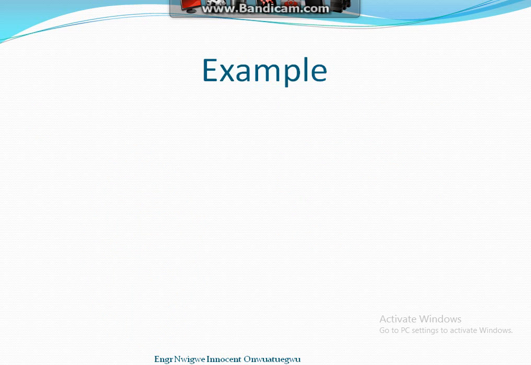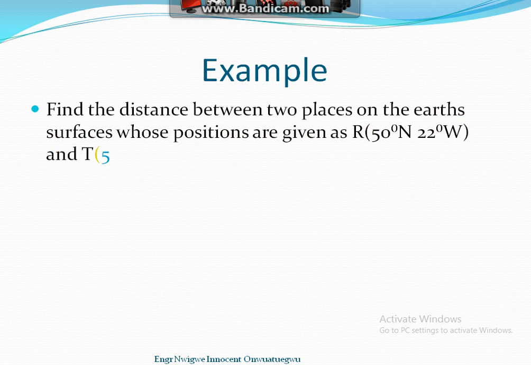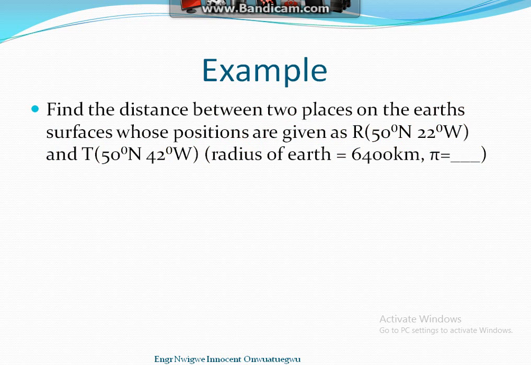Example: find the distance between two places on the Earth's surface whose positions are given as R (50 degrees north, 22 degrees west) and T (50 degrees north, 42 degrees west), taking the radius of the Earth equal to 6,400 kilometers and pi equal to 22 over 7.